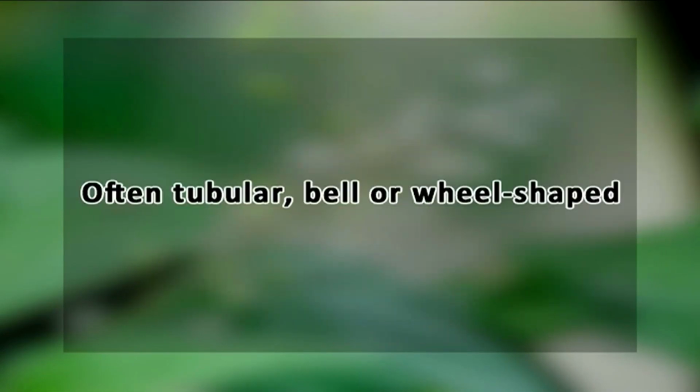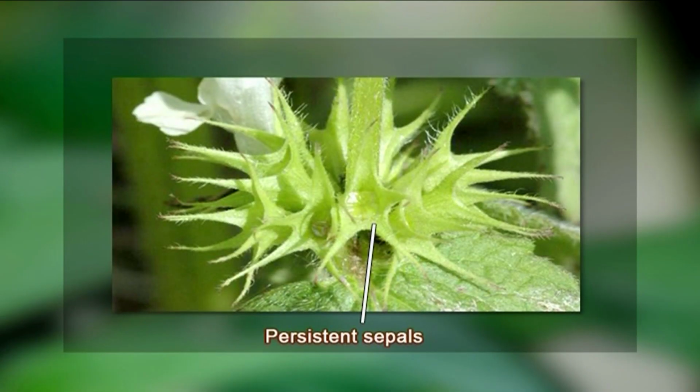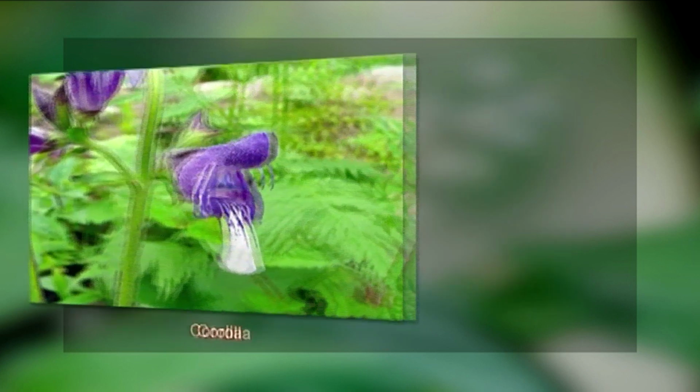The calyx is often tubular, that means tube-like, or it can be bell or wheel-shaped. A characteristic feature of Lamiaceae is that the sepals are persistent and sometimes they are enlarged in their fruits. Now the corolla.